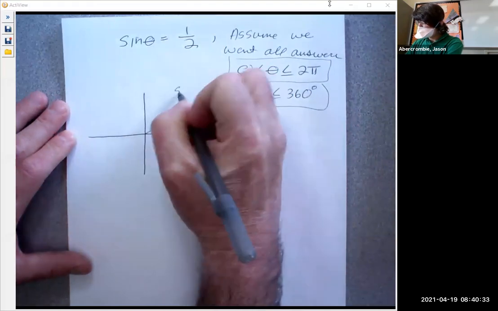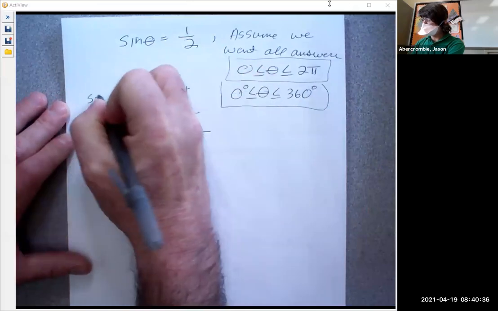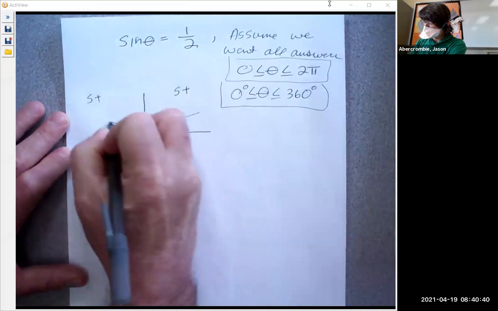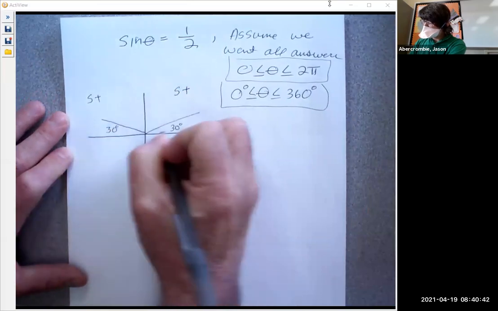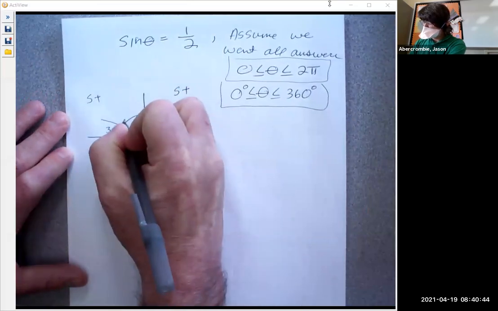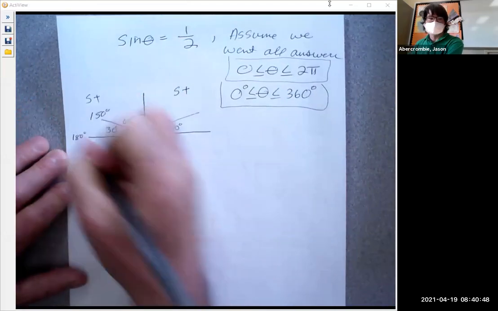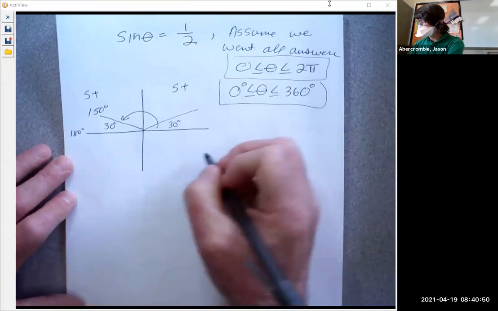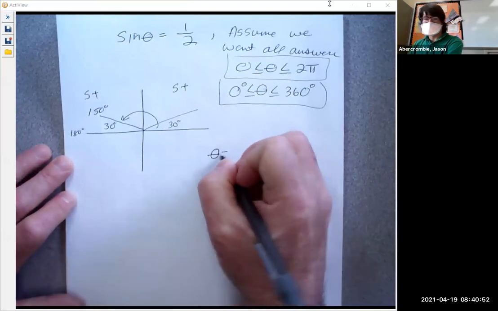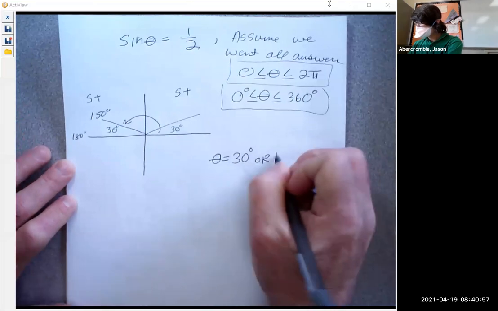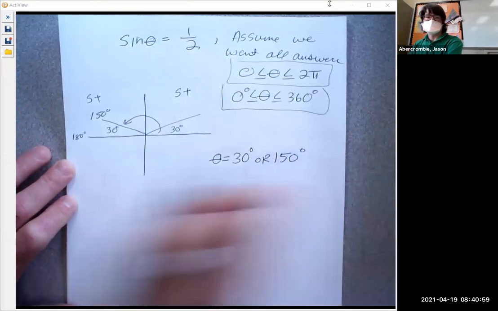This is where sine is positive, but also sine is positive over here. So if you take 30 degrees as a reference angle right here, that is the angle of actually 150, since this whole thing is 180. And so the 2 angles that would work here would be 30 degrees or 150 degrees.